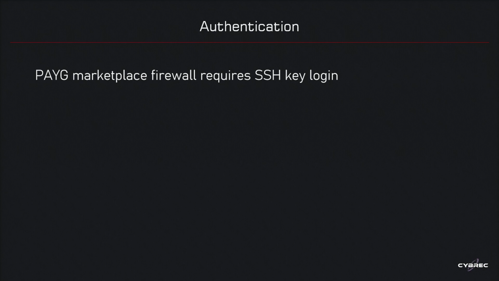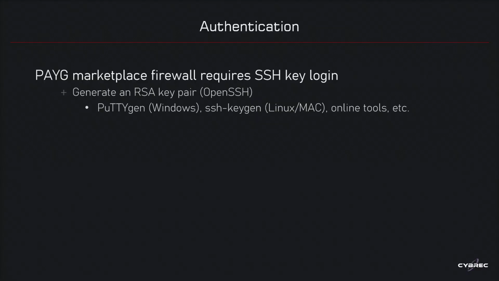Google Cloud supports a couple of methods of authentication, but for deployments of the VM-Series Palo Alto Networks Firewall from the marketplace, the only method that we can use to get access to the command line, so via SSH, is going to be key-based authentication. And because of that, the first thing that we will want to do before we start the deployment is to generate an RSA key pair that matches the Open SSH standard.